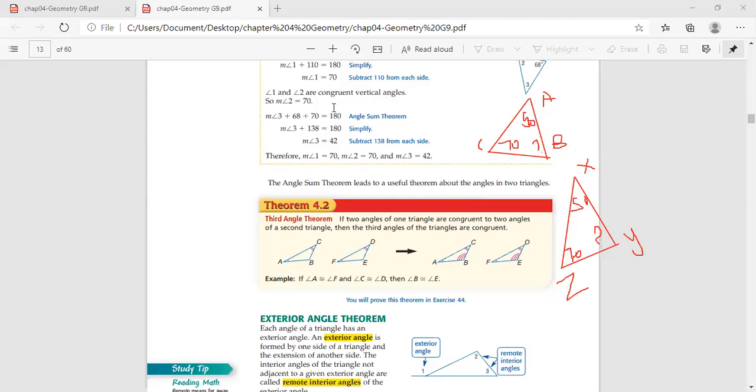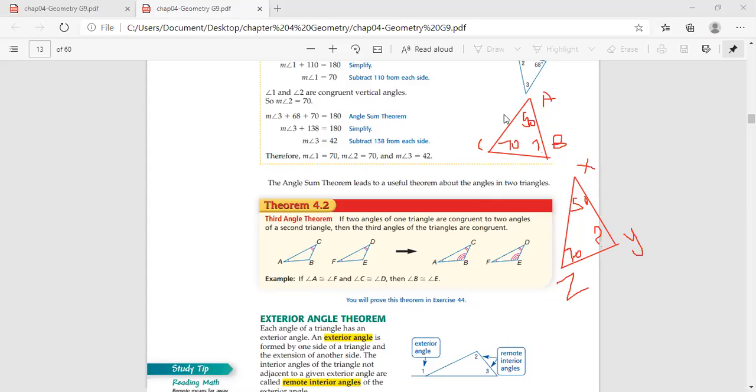180 minus 70 plus 50. So it will be 180 minus 70, sorry, minus 50, which is 60. 180 minus the sum of 70 plus 50.